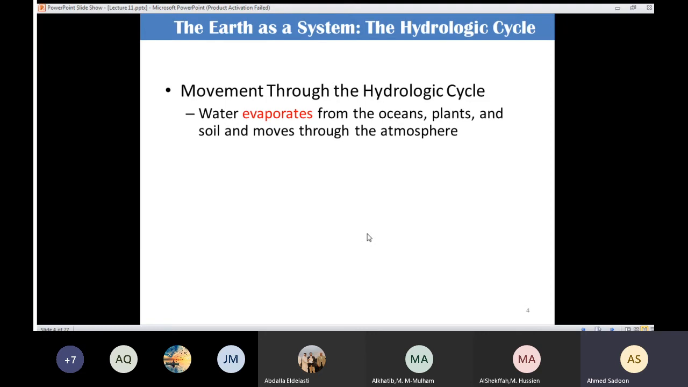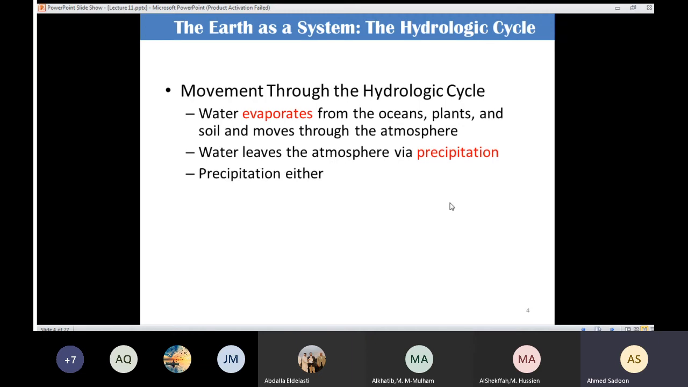You have the clouds, and once we have the clouds, water can leave the clouds and convert into liquid state again. We call this precipitation. So water leaves the atmosphere via precipitation. So precipitation is the process by which the water changes from vapor to liquid once again. Okay, so when the water changes to liquid, the precipitation could soak into the ground, which means that the water will infiltrate inside the ground. We call this process infiltration.